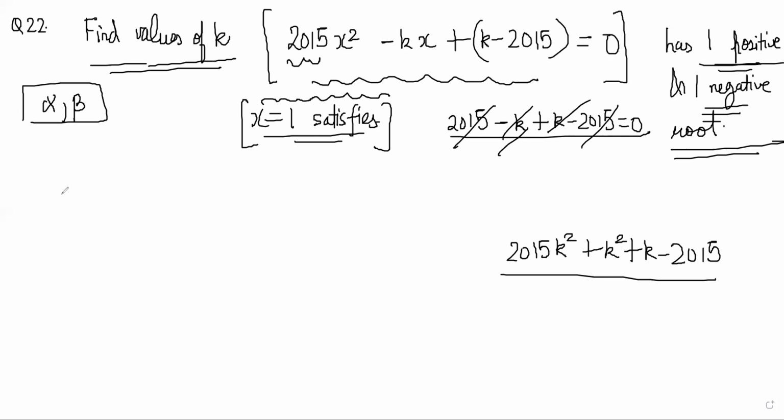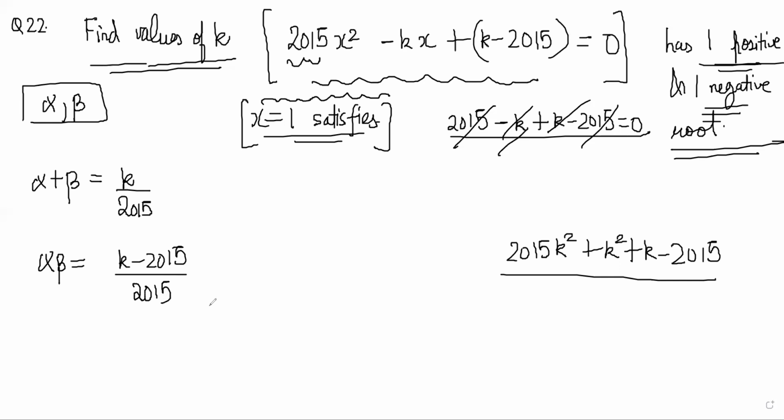Because we know the sum of the roots has to be minus b by a. It has to be k by 2015, and the product of the roots has to be c by a, so k minus 2015 by 2015. Since one of the roots is already 1, the other root is immediately found from here, because 1 into beta. So the other root is simply k minus 2015 by 2015.